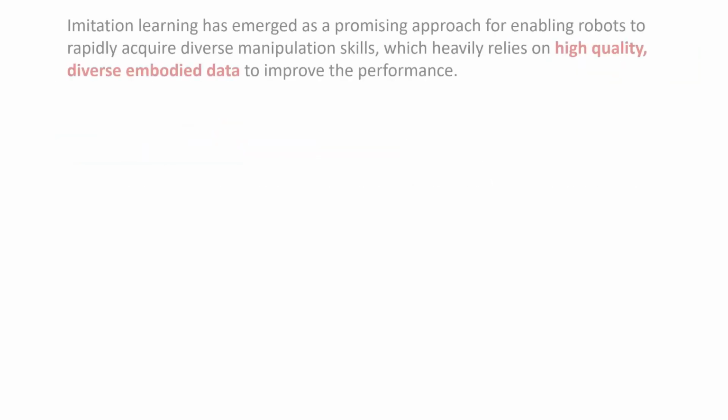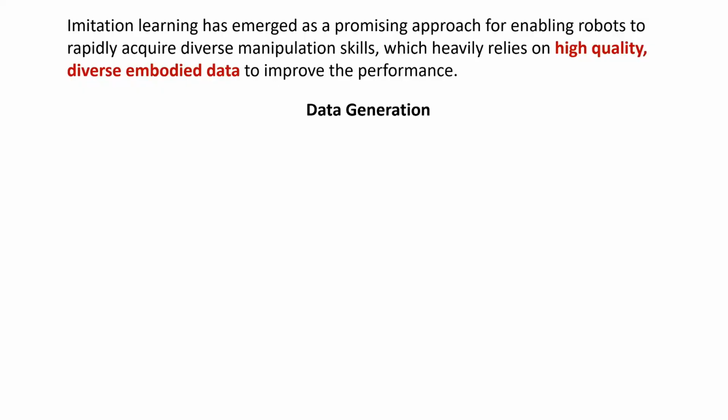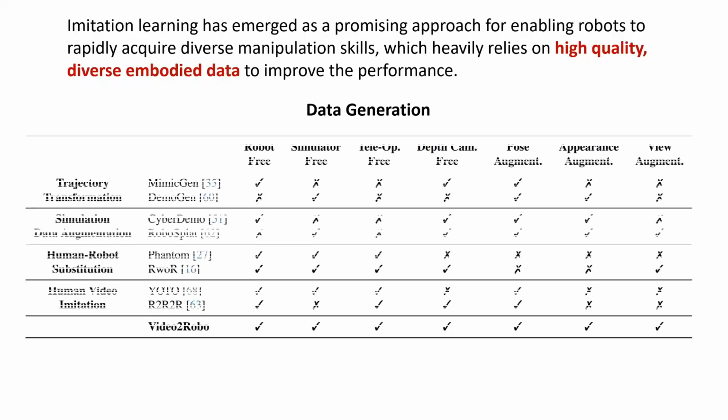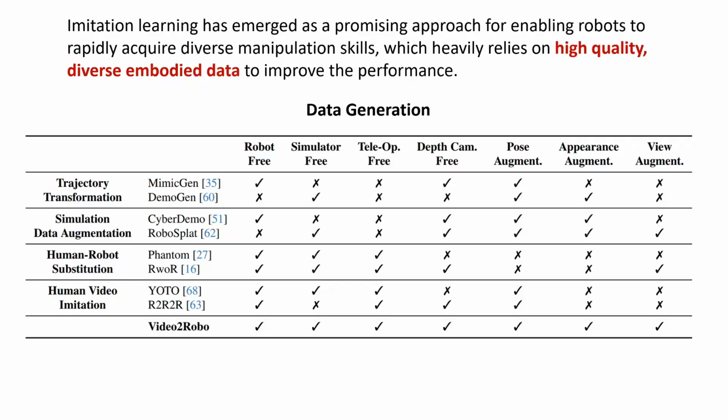As we all know, imitation learning is a key approach for robots to quickly acquire manipulation skills. However, it relies heavily on high-quality and diverse embodied data, which usually requires huge time and human labor. Therefore, data generation has become a major research focus to alleviate this problem. Unfortunately, existing data generation methods either require physical robots, teleoperation devices, or depend on physics simulators. They are still costly, cumbersome, and difficult to scale.